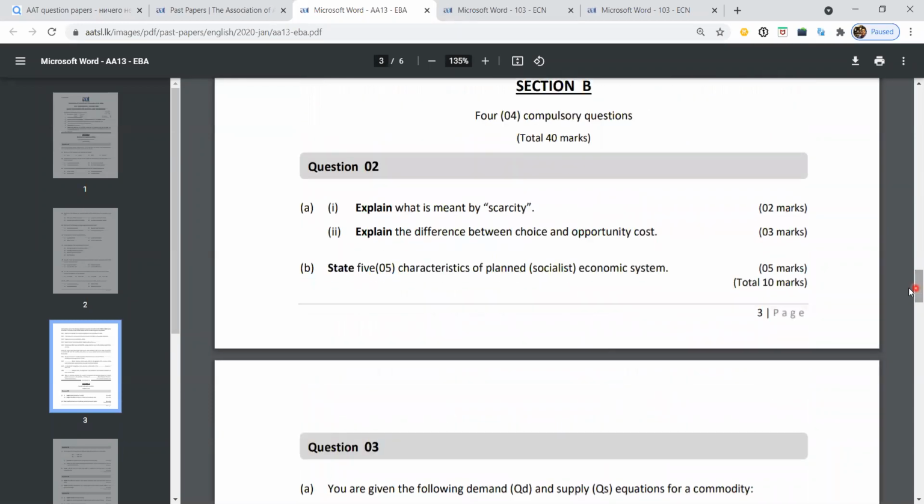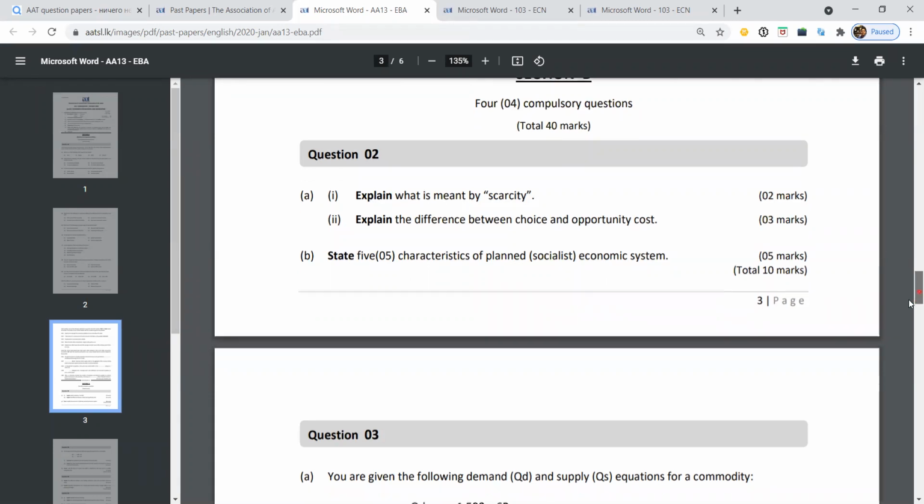Right. So we have done scarcity, and the difference between choice and opportunity cost. Yes, we have completed that before. Five characteristics of a planned economy. Earlier we mentioned four features. Also, we can add another feature here: income inequality is relatively low, as another feature in a planned economy or command economy.